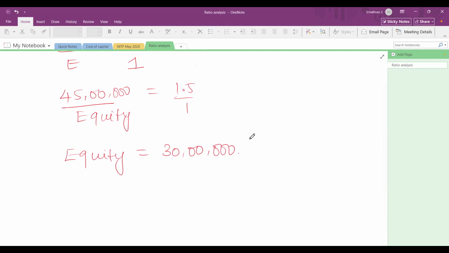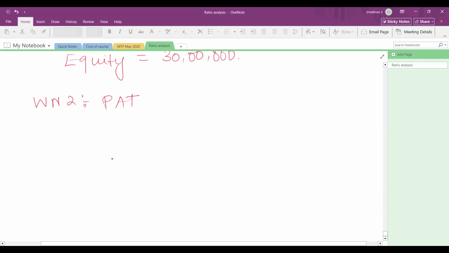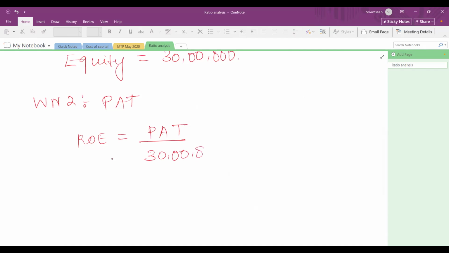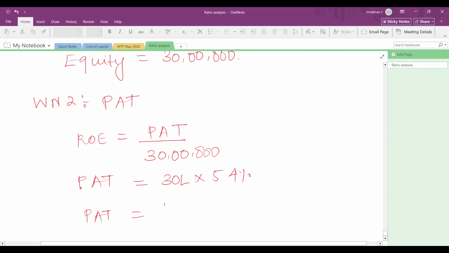Now return on shareholders fund, return on equity is given as 54%. So working note 2 is to calculate profit after tax. Return on equity is equal to profit after tax divided by equity capital, which is 30 lakhs. So return on equity is 54% of 30 lakhs. Profit after tax is 30 lakh into 54%. How much do we get? 16,20,000. Is this clear to everyone so far?